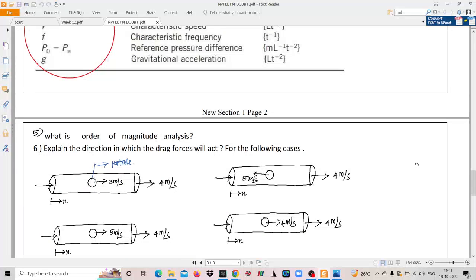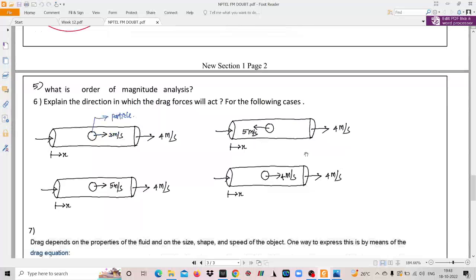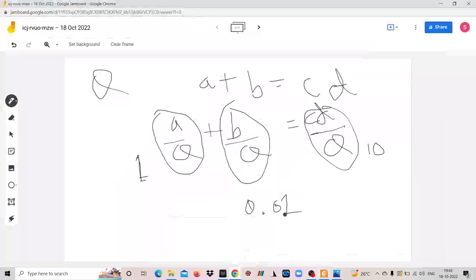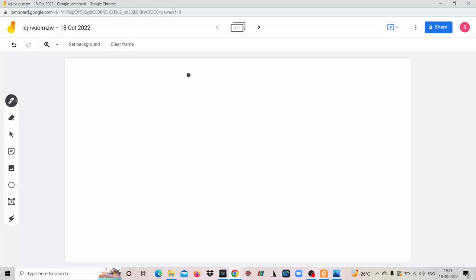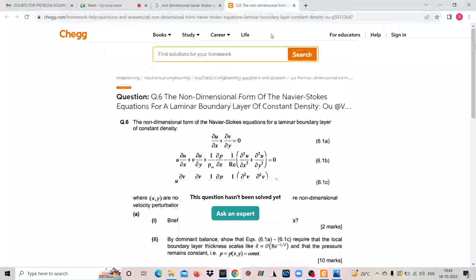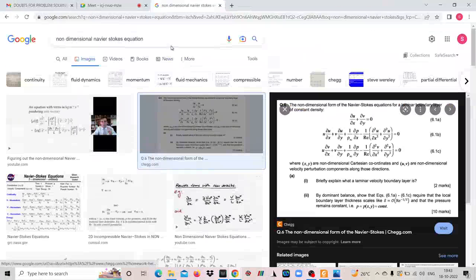Your next question: explain the direction in which the drag force will act for the following cases. Before I explain this, there are two things I would like to clarify. First of all, you have understood what drag force is, right? Sir, I have a little bit of doubt with that itself. See, drag force is basically, again, it will be good if I am able to get a diagram.